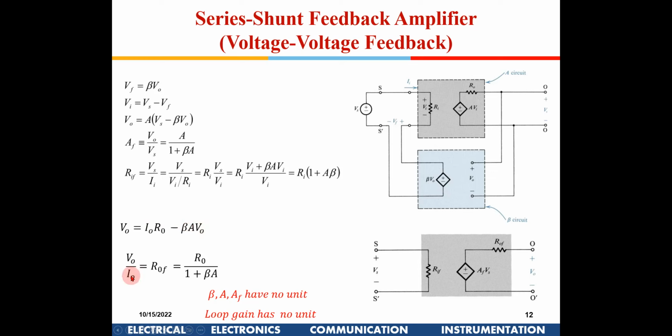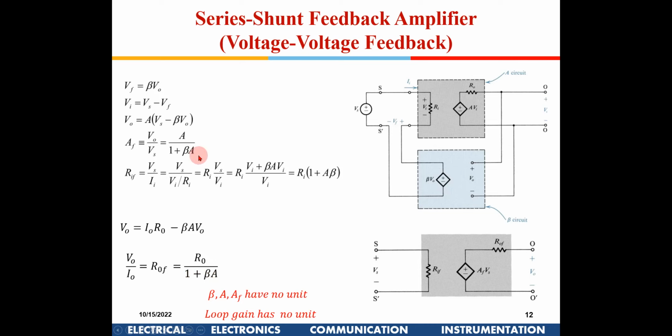So from here I write V0 by I0. With feedback, the output resistance, initially it was R0, now gets divided by a factor 1 plus beta A. Again, it's very simple to remember. If I am taking some parallel connection, when I see from here, the resistance will obviously decrease. So when I am sampling a voltage, the resistance will decrease by a factor of 1 plus beta A.